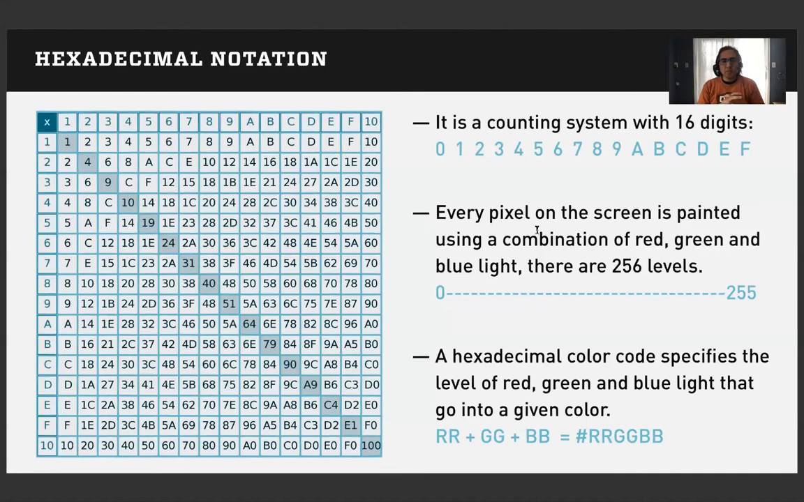So for colors on the web, we have several ways of showing color. One of them is the hexadecimal notation, otherwise known as hex colors. It's a counting system with 16 digits, 0 through 9, and then A through F. Each pixel on the screen is a combination of red, green, and blue light. There are 256 levels of this, from 0 to 255. So you may remember this as RGB colors. And a hex color specifies the level of red, green, and blue light that goes into a given color. So the convention is RR, GG, and BB, which makes this hex here.